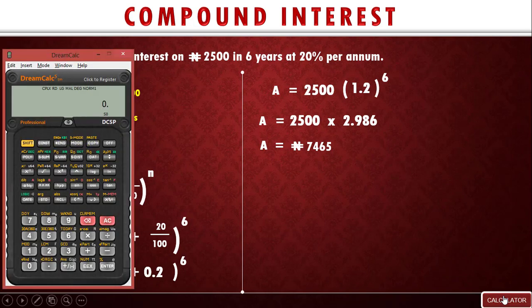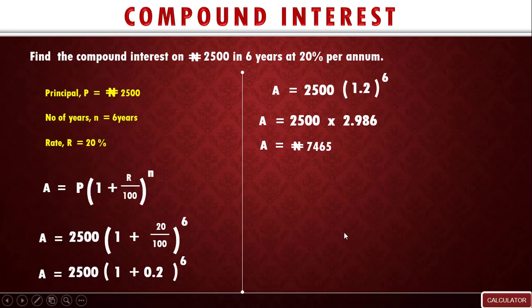So you can use your calculator to try it out. Let me show you that. 2500 times 2.986 equals, enter. And you can see there that it tallies. Okay, having determined the amount to be 7465 naira, the next thing to do is for us to determine our compound interest.